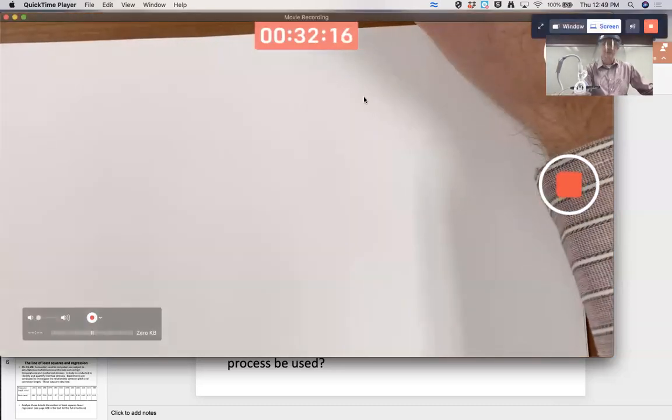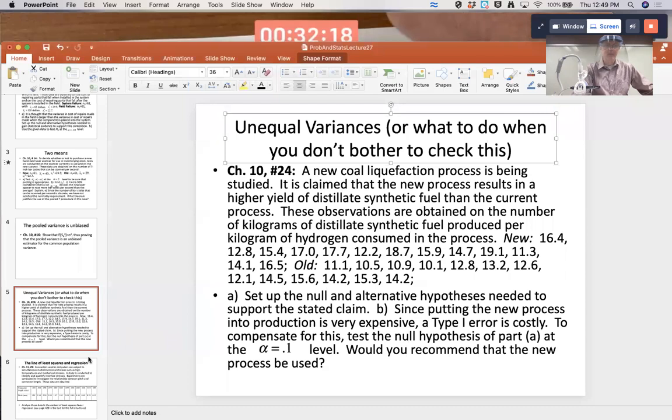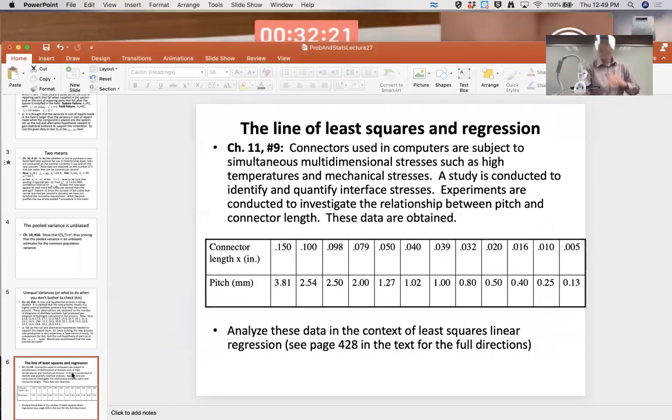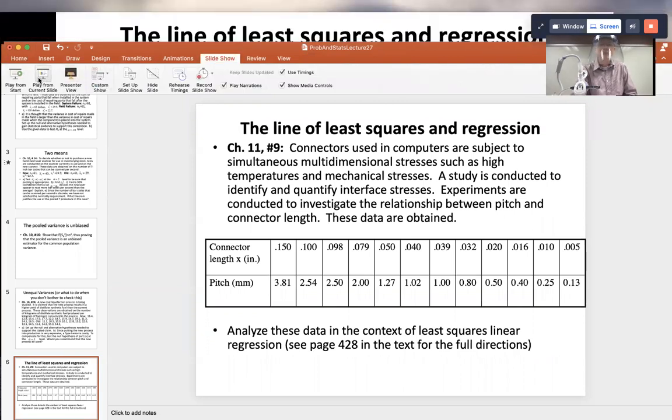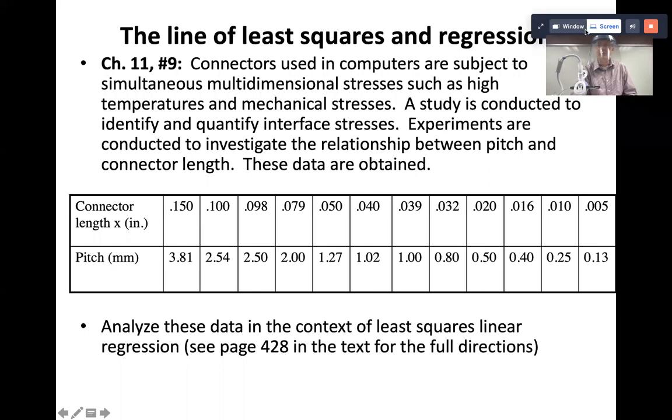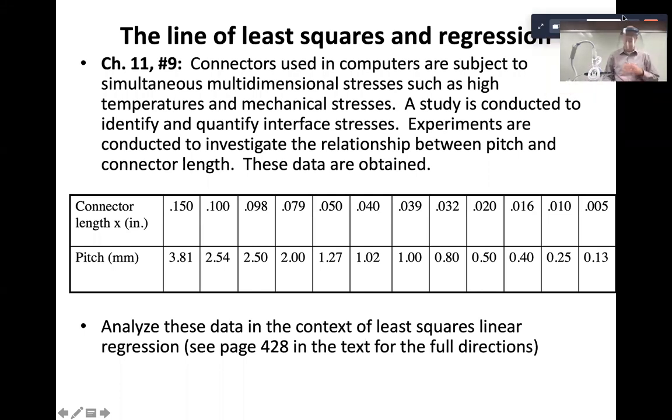Okay. So here's the context. Connectors used in computers are subject to simultaneous multidimensional stresses such as high temperatures and mechanical stretches. So is that really the case? I don't know. It doesn't seem like it in real life. Maybe in industrial situations. A study is conducted to identify and quantify interface stresses. Experiments are conducted to investigate the relationship between pitch and connector length. Kind of a weird thing to study.